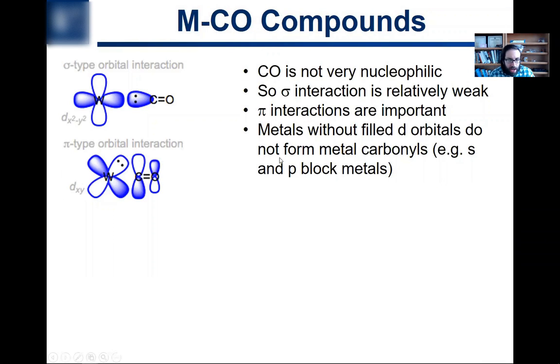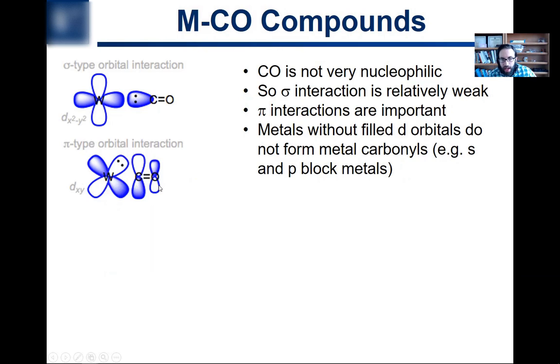So carbon monoxide is not very nucleophilic. I'm just showing these two types of interactions so we remember about them. The sigma interaction is actually relatively weak. Remember, nucleophilicity is how much something likes a nucleus, right? So it's a negative going to a positive in that way. So this is relatively weak, and compared to a lot of other complexes with these sorts of interactions, the energetics tend to line up such that this pi back bonding is quite important.